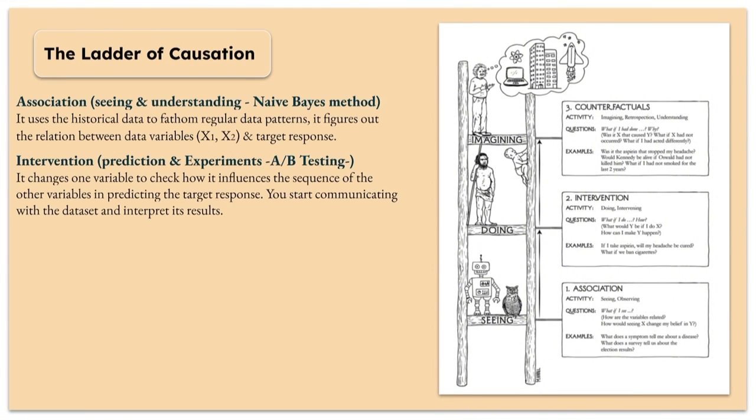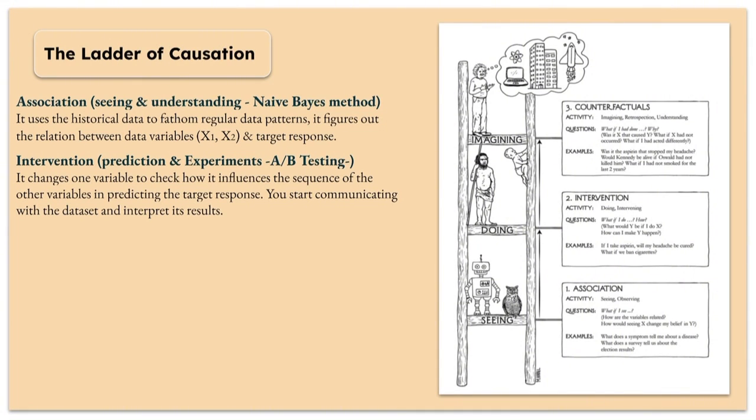The first degree is association, number one. It's about seeing, understanding, and we can interpret it as naive Bayes method or simple statistics. It uses the historical data to fathom regular data patterns. It figures out the relation between data variables x1, x2, x3, etc., and the target response.